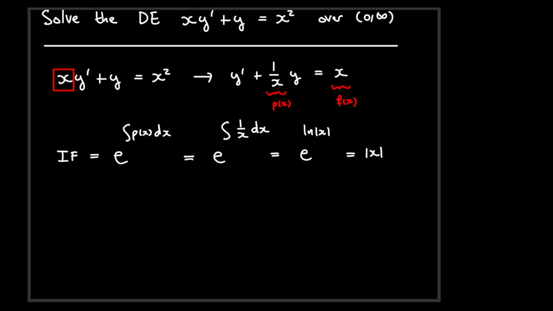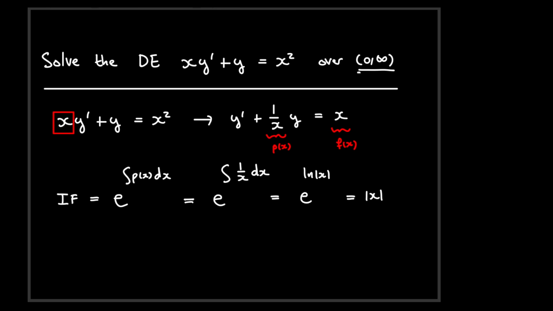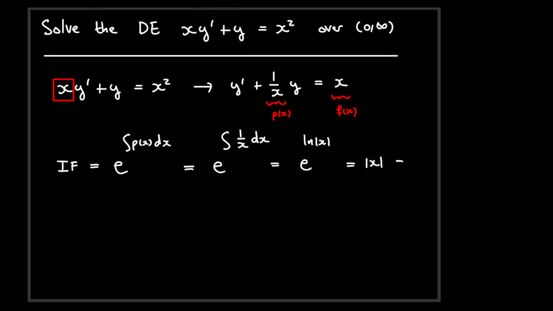Remember we're considering x strictly positive. So absolute value x becomes exactly equal to x. So we can actually choose that the integrating factor is directly equal to x. Okay. Now we have found out what the integrating factor is. It is just equal to x.